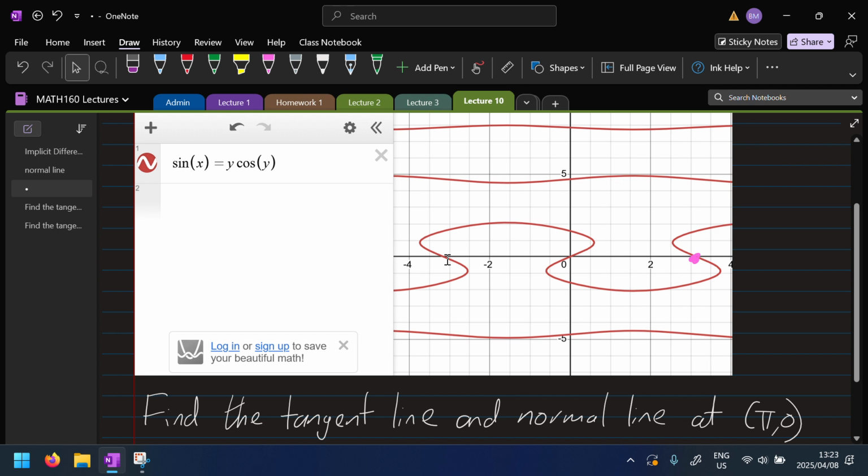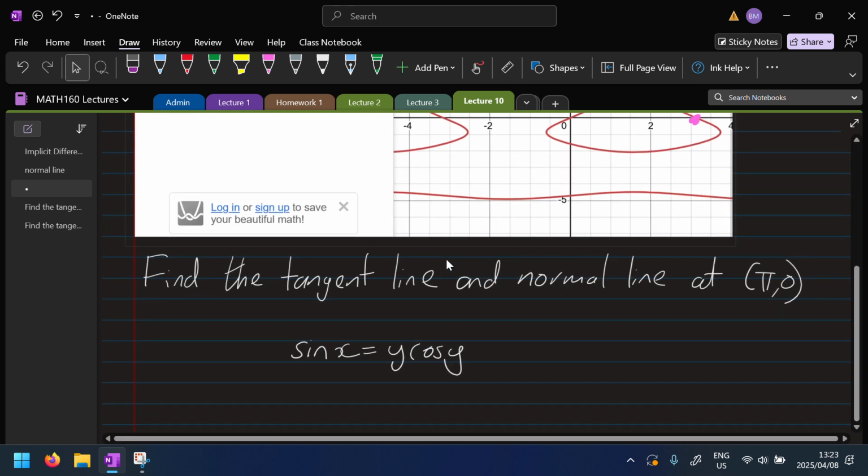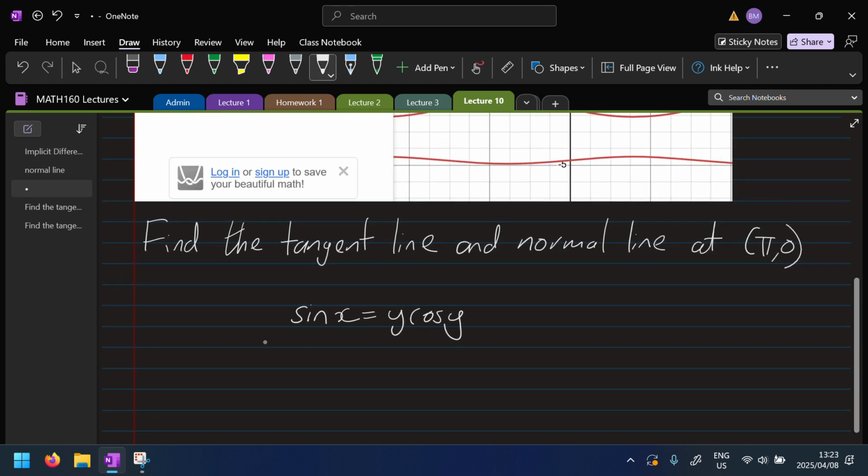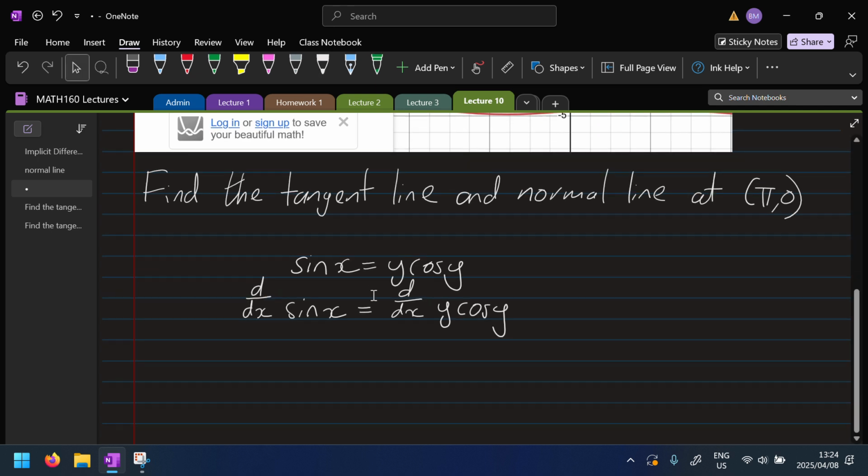We want to find the tangent line, so we need to find the gradient, so we need to find y prime. So let's take d by dx on both sides. So d by dx of sine x equals d by dx of y cos y. Now on the left-hand side, that's easy enough to do. On the right-hand side, we've got a product of two functions. And also, y is a function of x, so we have cos of y of x, so we're going to have to use the chain rule there.